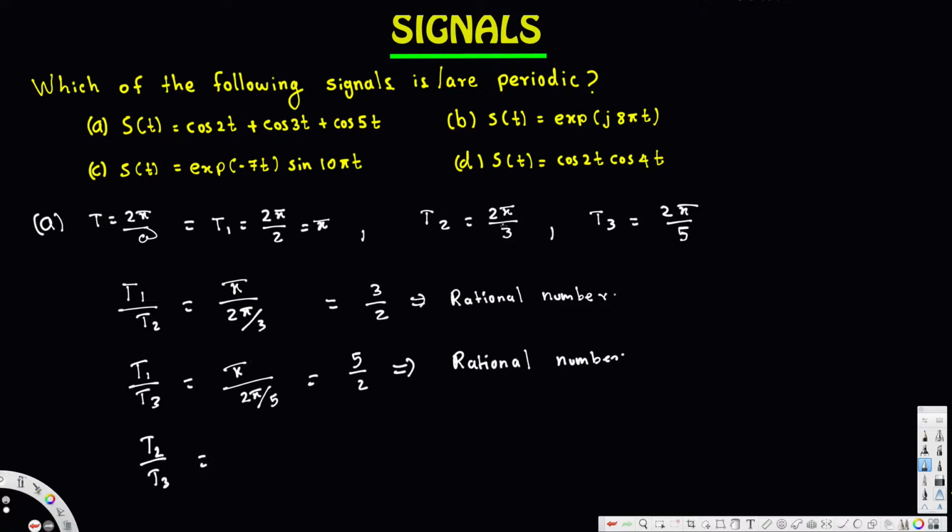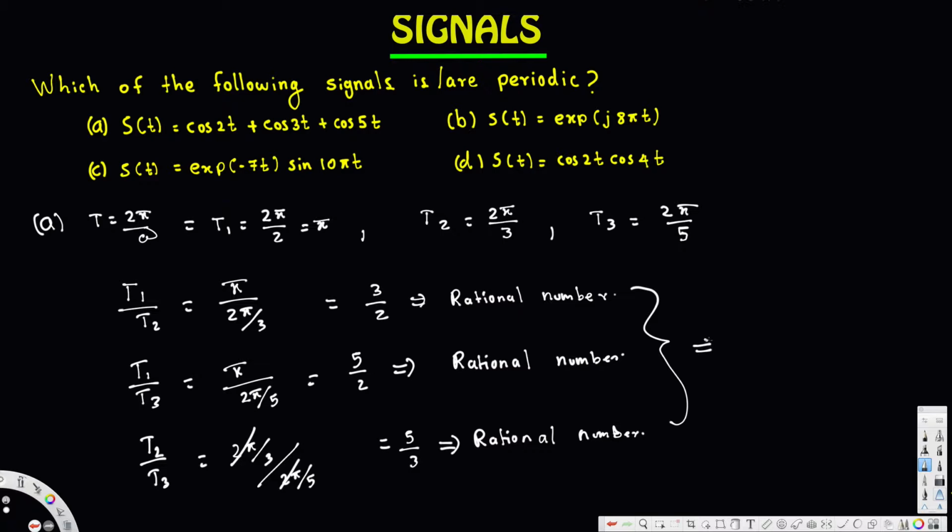And let's look at the next one, T2 divided by T3. That's 2π divided by 3 divided by 2π divided by 5. 2π cancels, 5 will flip around, we will get 5 divided by 3, and this is also a rational number. So all three ratios are rational numbers, and this is periodic. So this is the answer.